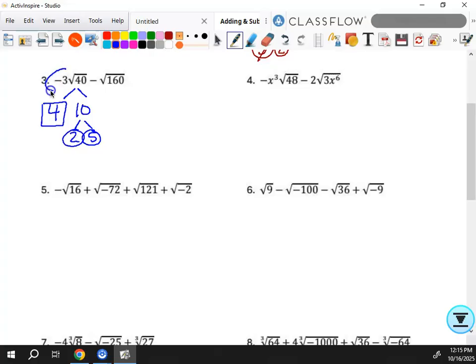So I can't forget about this guy. I have this negative 3. I need to take the square root of 4, which is 2. These two do not have pairs, so they can stay underneath. Okay? You do not have to do these shortcuts. If you start doing that and you start making mistakes, then maybe you need to back out of it and not do that. Okay? But this term right here reduces to negative 6 square roots of 10. Everybody okay with that?